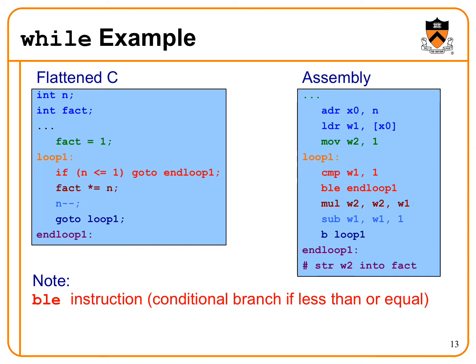At the end of the loop body, there's an unconditional branch back up to the top of the loop to check the loop sustaining condition again. After our loop, presumably the program will continue to use these variables, perhaps storing W2 into fact.